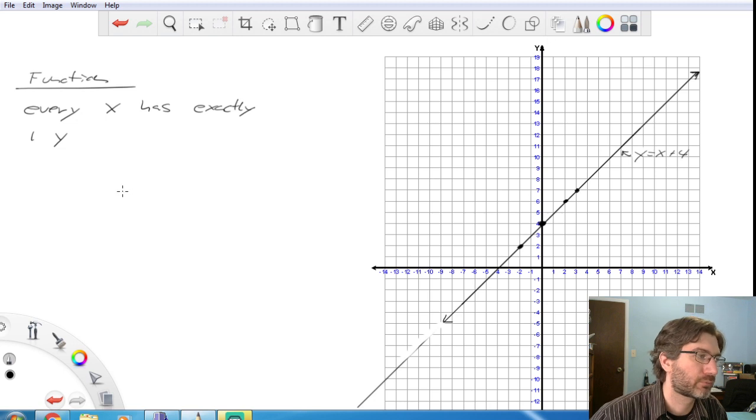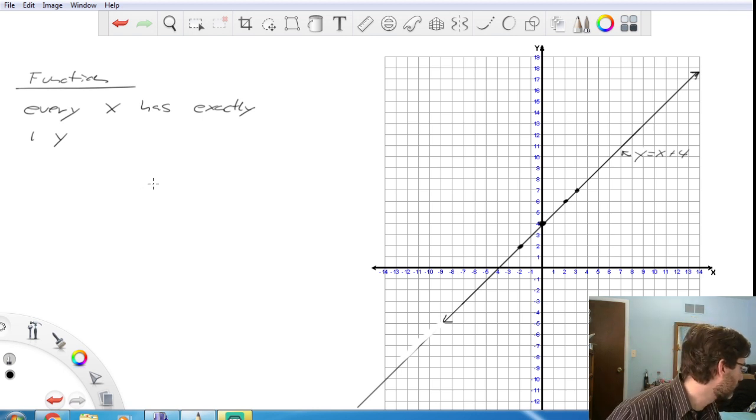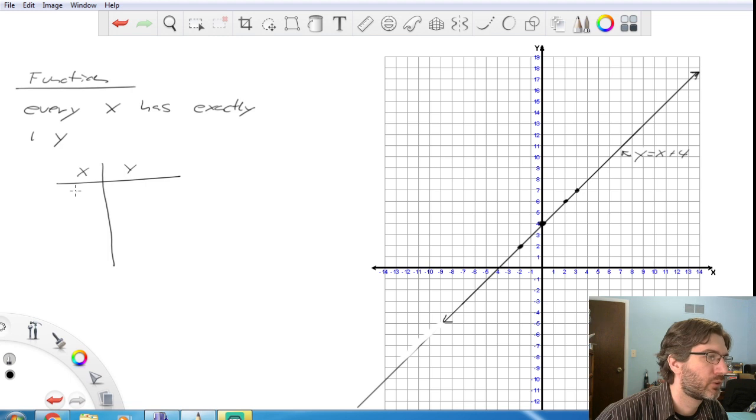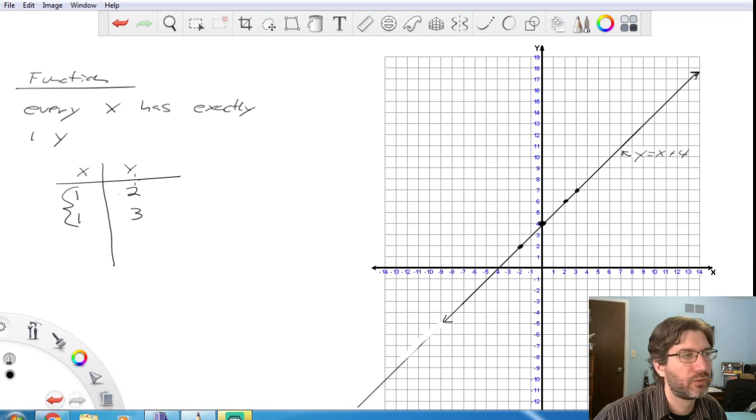For example, I guess in the book it gave you problems like it gave you a table of values, so x and y. And again, you're just going back to this definition. Every x has exactly 1 y. So if this was 1 and this gave you 2, and this was 1 and this gave you 3, then this x value of 1 has more than 1 y. So this is not a function.